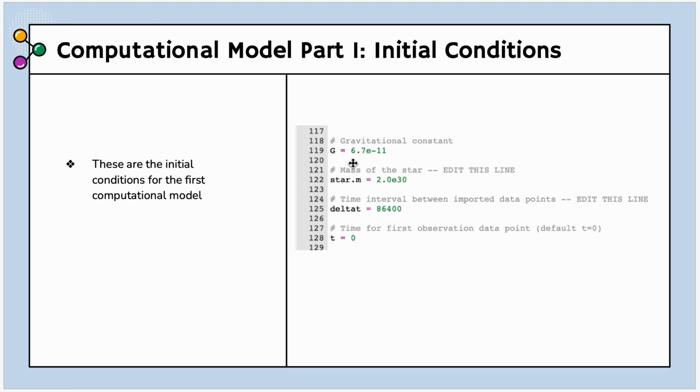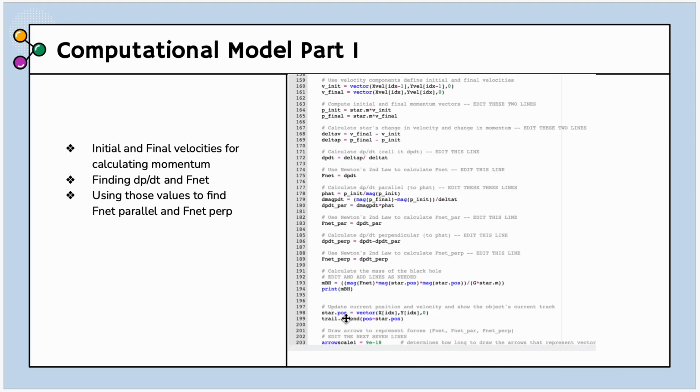As you can see, G is just the gravitational constant, which is 6.7 times 10 to the negative 11. The mass of the star, delta T, which is converted from 1 day into seconds, 86,400, and then T is left at 0. And then this is the actual code itself.